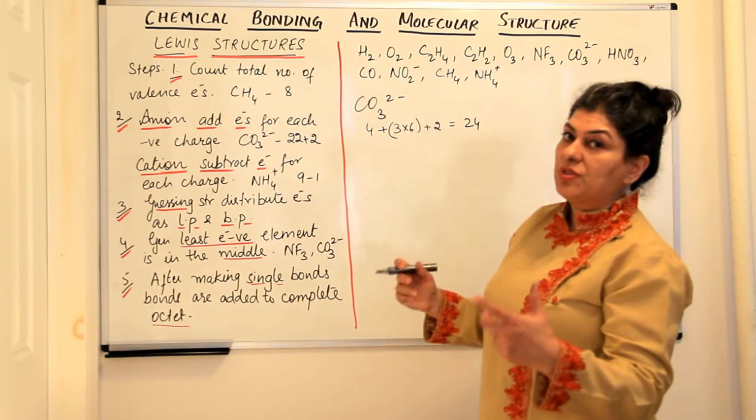So let us make a pair of electrons to show the bond pair. There should be one bond here, one here, one here, and one here. That is, we are first connecting all the atoms to the central atom with one bond. And now we have to complete the 24. So how many do we have? We have to complete 8 for each.